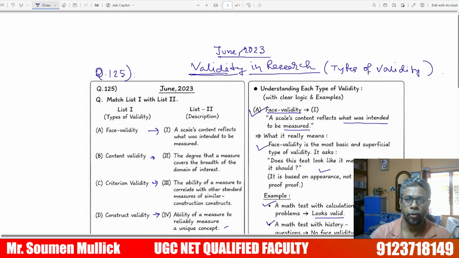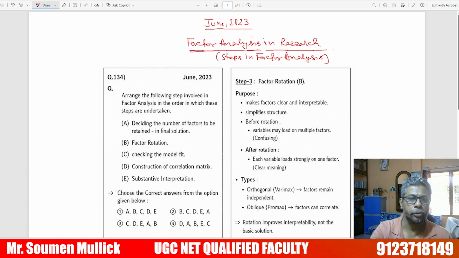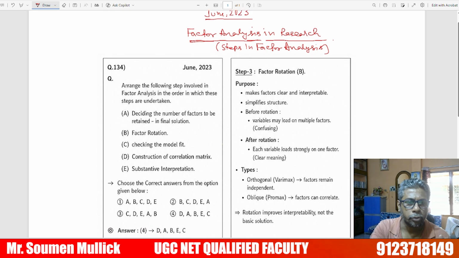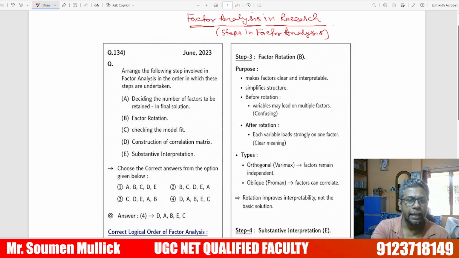You may follow this. Okay, next question. Now we move on to our next question. Our next question is based on factor analysis. I have so many questions about factor analysis. This question is from June 2023, question number 134: Arrange the following steps involving factor analysis in the order in which these steps are undertaken.